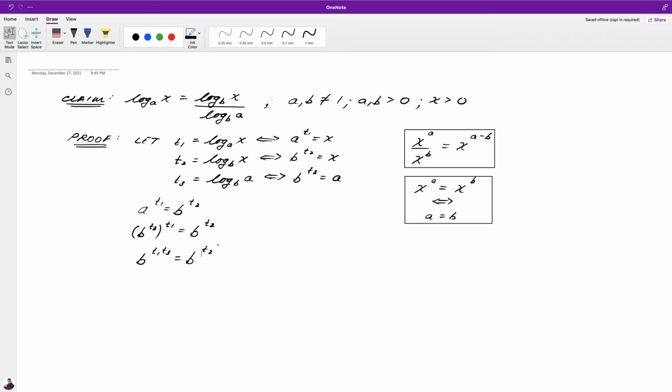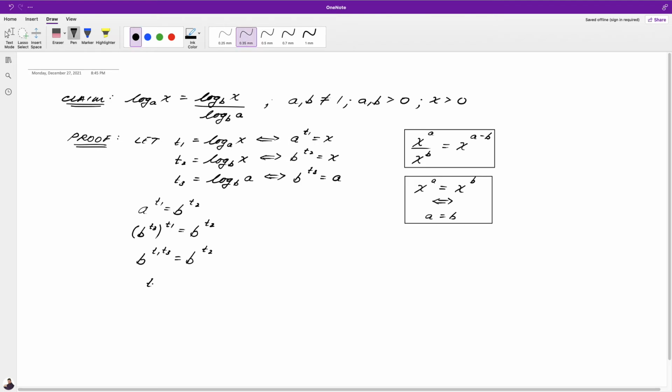Now, clearly, we've got a base to a power equal to the same base to another power, which means, of course, that the powers are set equal, as we've determined that they would be using this identity property. Okay, very good. And so let's go ahead and now replace t1 with what we know it is. It's log base a of x.